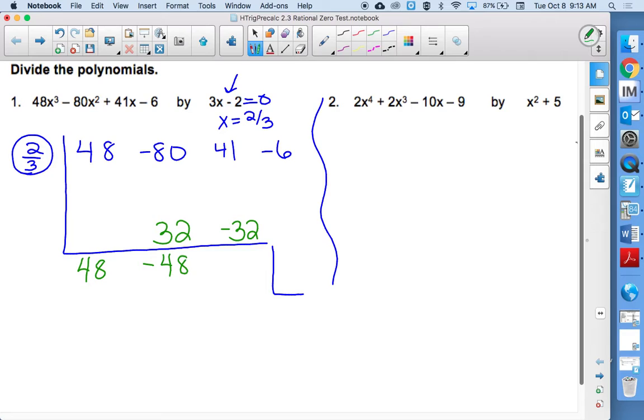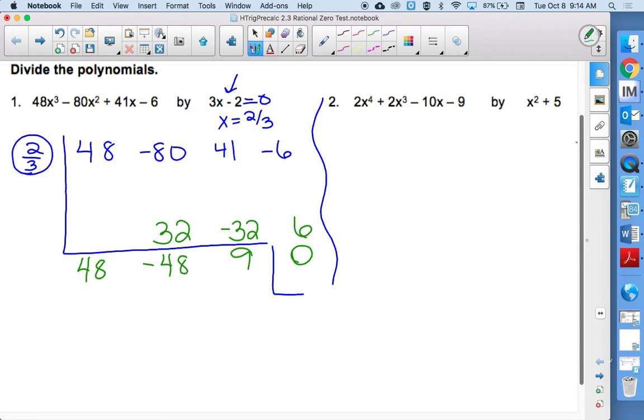And then 41 minus 32 is 9. Okay, I'm sorry. You're okay. And then finally 2/3 times 9 is 6. And the remainder is 0. So you get a remainder of 0.